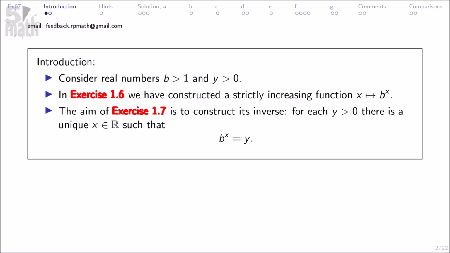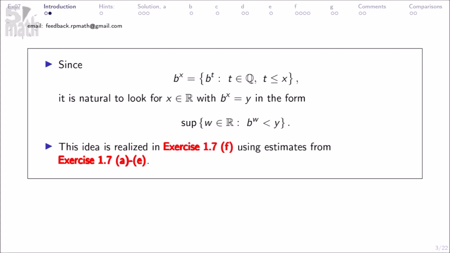In exercise 1.6, we have constructed a strictly increasing function, x maps to b to the x. The aim of exercise 1.7 is to construct its inverse. For each y greater than 0, there is a unique x in R such that b to the x equals y.